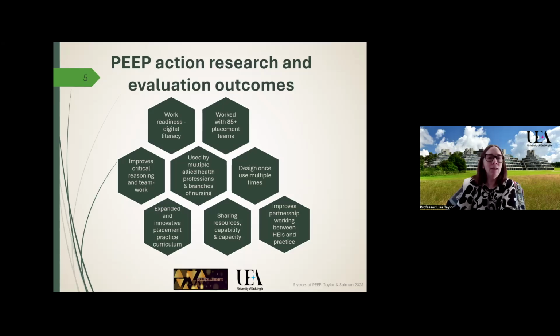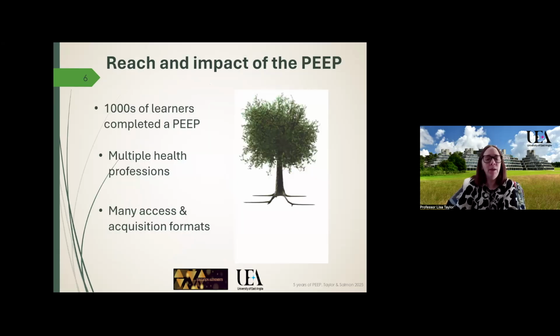Yeah, thanks, Gilly. As you said, there were lots of added values from the PEEP delivery. The critical reasoning and team working in the peer groups was enhanced through the PEEP. That's why we called it a peer enhanced placement. And the partnership working between higher education and practice was really enhanced as well. The design once and used multiple times and the sharing of resources really offers that opportunity to help with efficiencies. We've now had multiple evaluations of the PEEP, and it's consistently been shown to be a proven flexible approach that supports quality, meaningful placements, ideal for addressing ongoing placement challenges across the higher education sector.